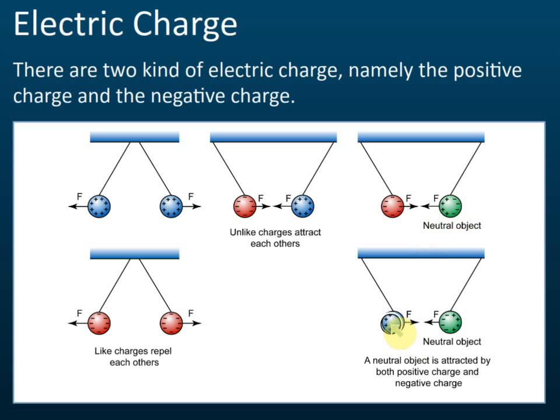If this is positive, then it will pull the negative charge closer to the left-hand side, and then it will pull this object. So a neutral object is attracted by both positive charge and negative charge. So like charges repel, unlike charges attract. A charged object with a neutral object will attract. That's the first thing that you need to know.